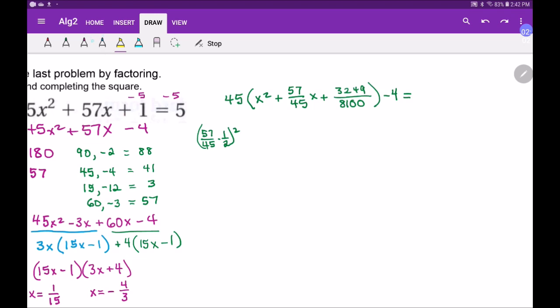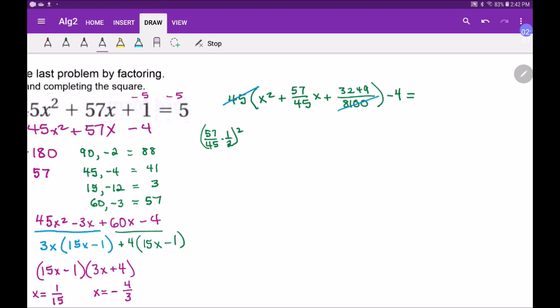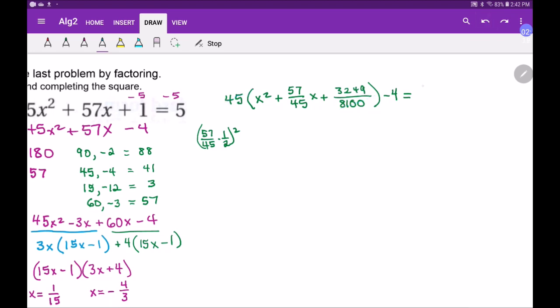So the 45 is going to cancel, right? When I multiply that by this, how many 45s are in 8100? Well, there's 180, so I'd get 180. So I'll keep that in mind here. What did I really add to both sides? I really added 3,249, and not 8,100 on the bottom, but 180 on the bottom. I know it looks like I added that, but because of this, I have to think about what I really added.